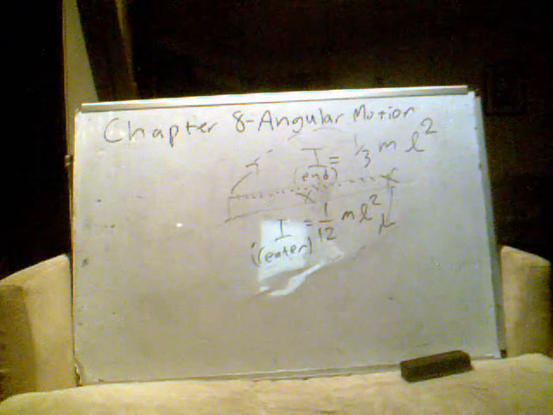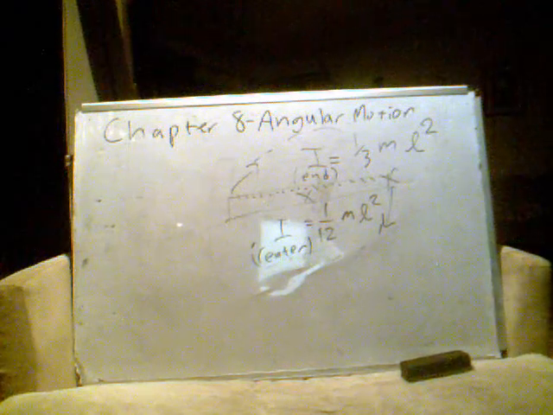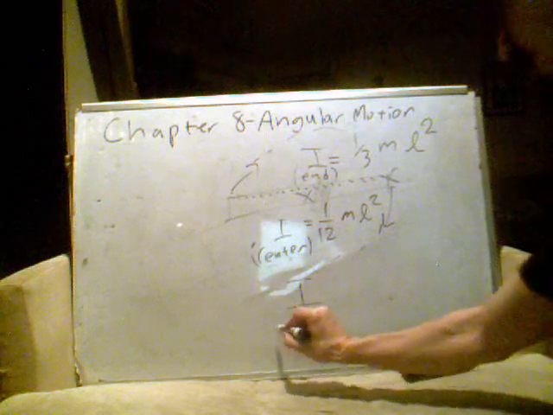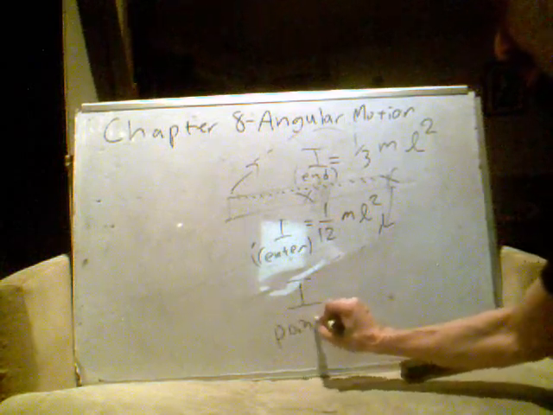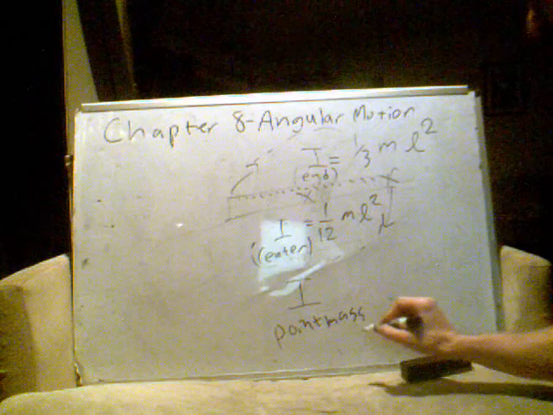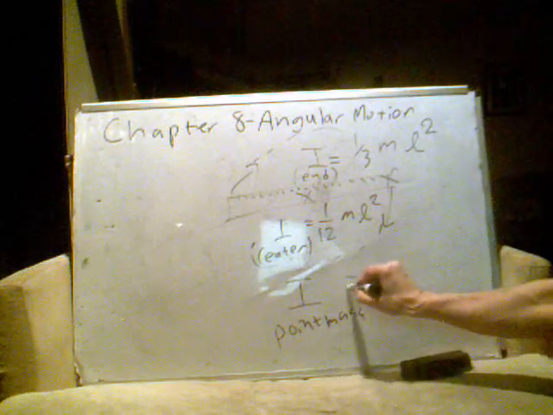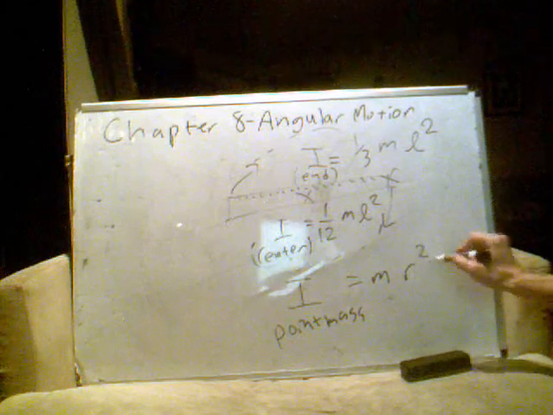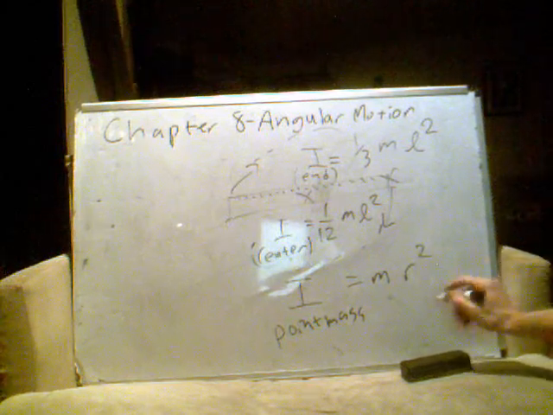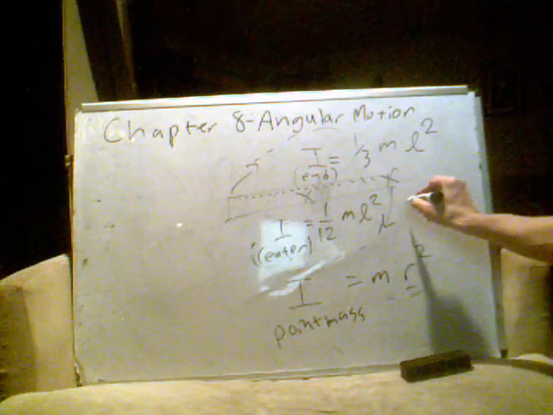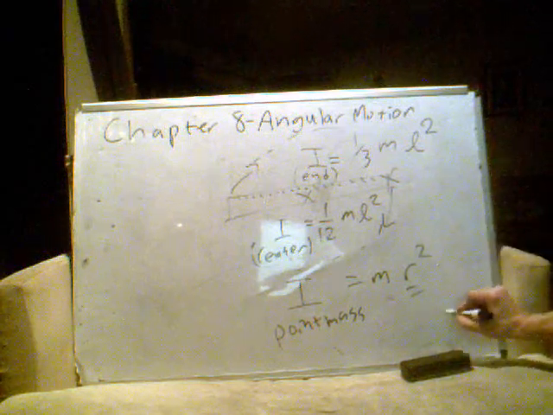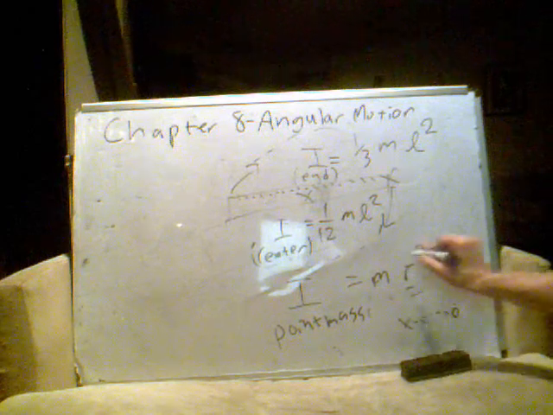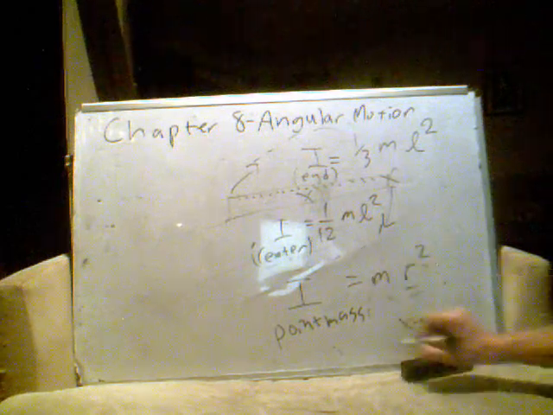Interesting, right? Now, just in case you need this, especially for homework questions or whatever, the moment of inertia for a point mass, like a single dot of mass, is the mass times the radius squared, where the radius is the distance of the point mass from its axis of rotation, right? The distance that it's moving around.